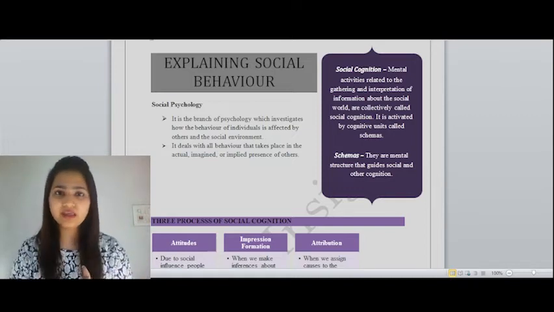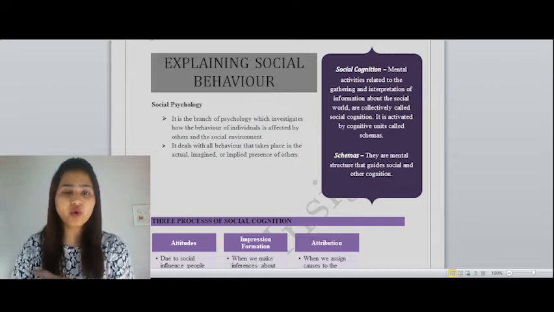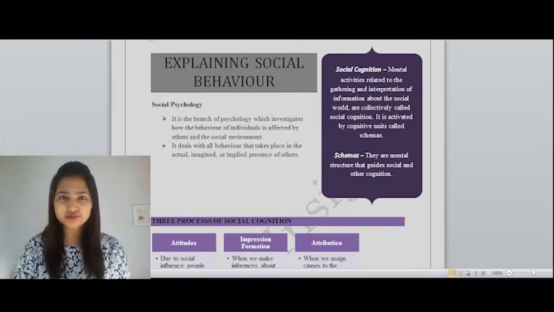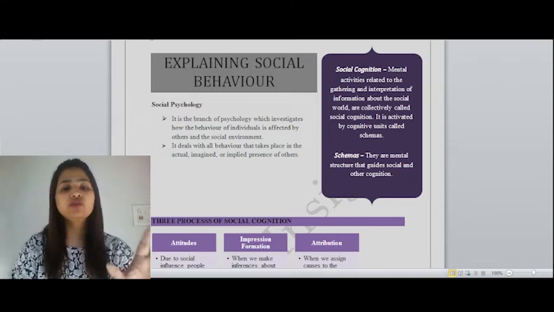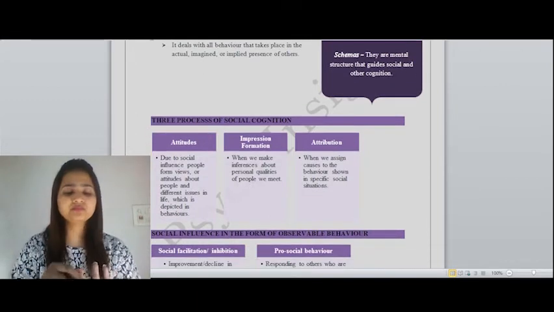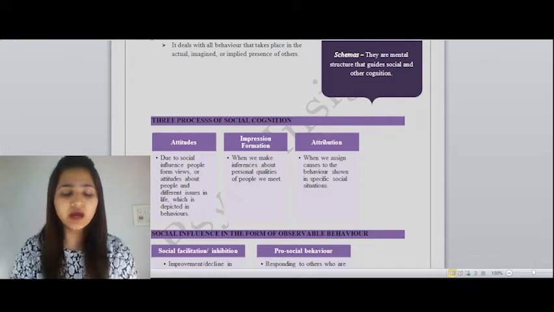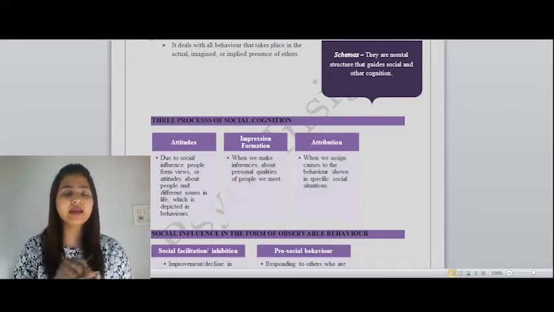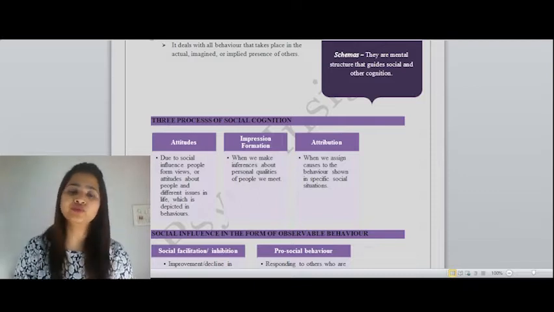In this particular chapter, we are firstly going to explain what exactly social behavior is, or what processes occur under social cognition. I've just talked about what social cognition is and what different processes come under it. There are three main processes, but as per your term 2 syllabus, you have to majorly focus on just the attitude. Otherwise, the three processes of social cognition are attitudes, impression formation, and attribution.